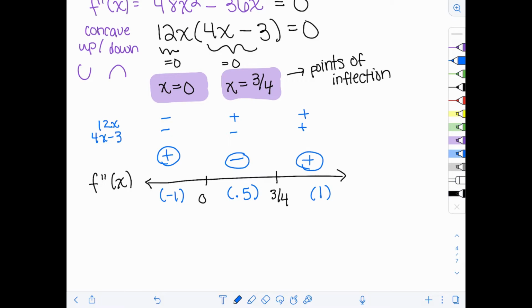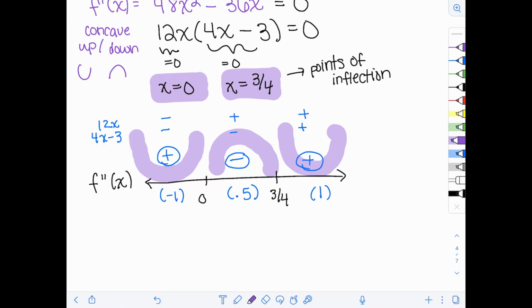So here's where I also like to think about the visual. What does that mean? We're dealing with the second derivative. Positive here means concave up. So that means in this first interval, it's going to look like that. The second interval is negative, so concave down, and then concave up again.